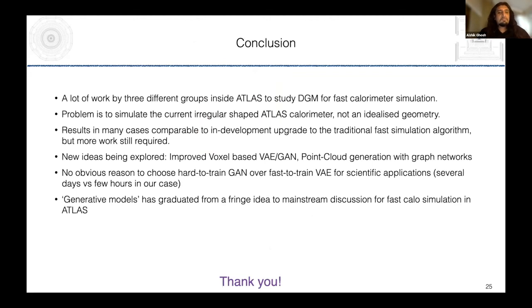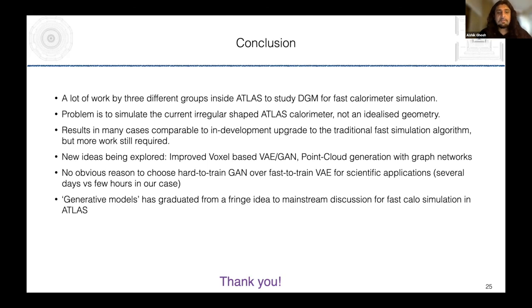Yeah, to conclude, there was a lot of work done in ATLAS by 3 different groups to study deep generative models for fast simulation. The problem is to simulate the irregularly shaped ATLAS calorimeter, which is slightly deformed compared to the idealized geometry, and so we need to correct for all of these things. The results in many cases are already comparable to the in-development upgrade to the traditional fast simulation algorithm, which is all quite encouraging. And we hope to do even better in the coming months.